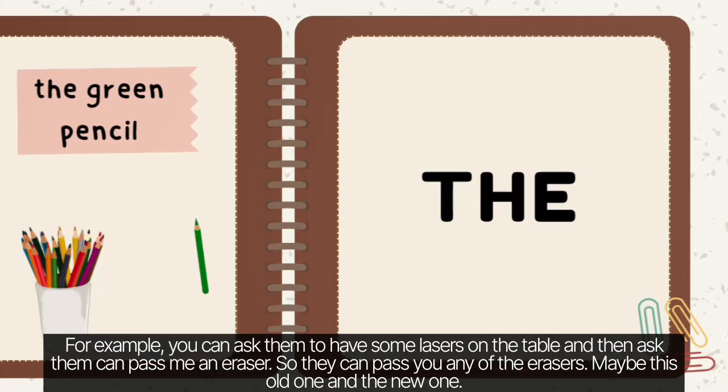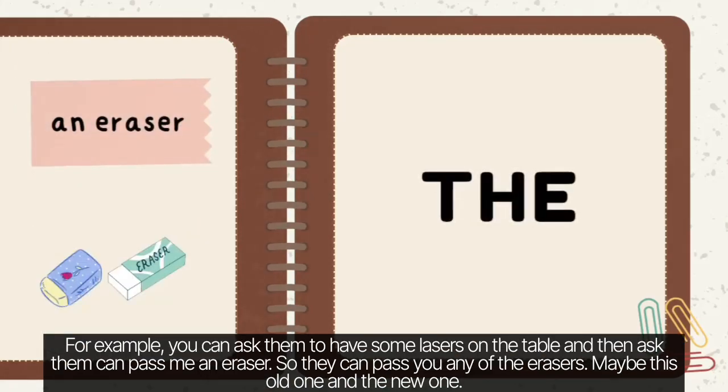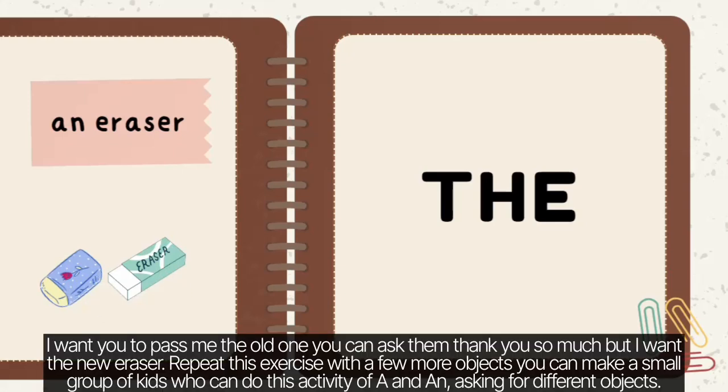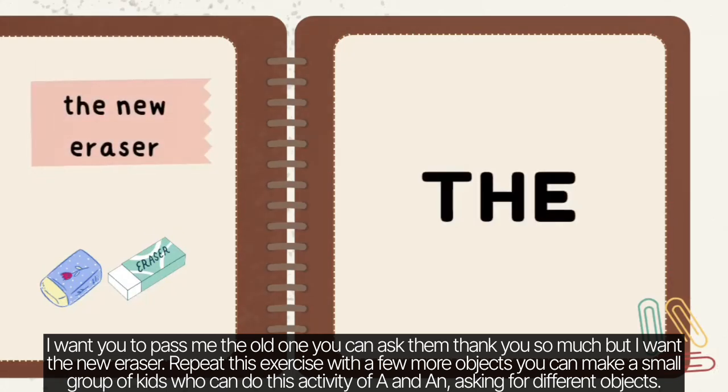Another example can be you can ask them to have some erasers on the table and then ask them, can you pass me an eraser? So they can pass you any of the eraser, maybe this old one and the new one. If they pass you the old one, you can ask them, thank you so much, but I want the new eraser. Repeat this exercise with a few more objects.